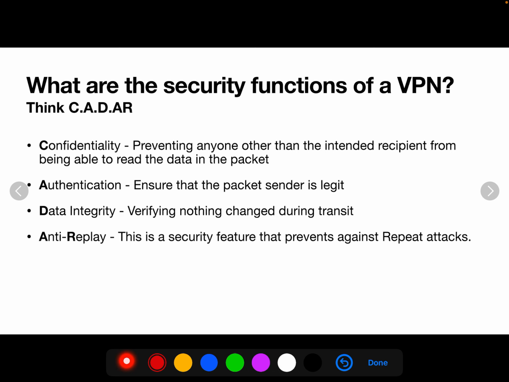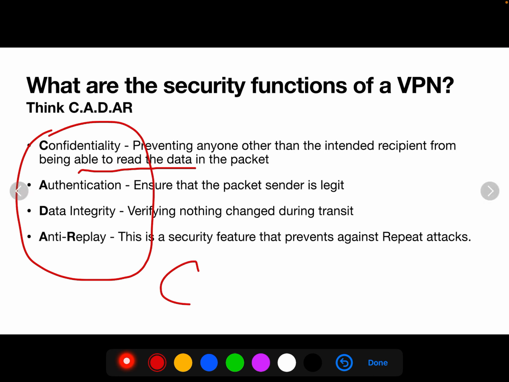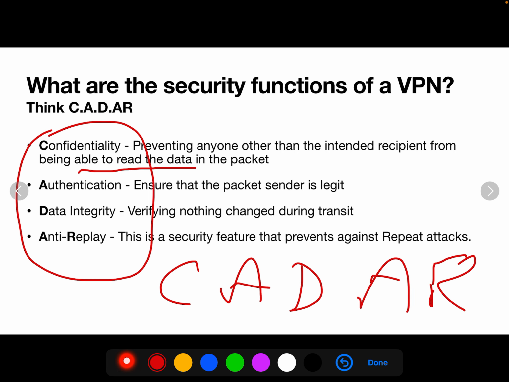So confidentiality, preventing anyone other than the intended recipient from being able to read the data in the packet. Authentication, ensuring that the packet sender is legit. Data integrity, verifying nothing changed during the transit. And anti-replay, this prevents against repeat attacks, and repeat attacks can be quite dangerous, but anti-replay is something that helps against them. Sorry, that was quite a brief skim over this, but very important to know this. CADR will help you remember it: confidentiality, authentication, data integrity, and anti-replay.